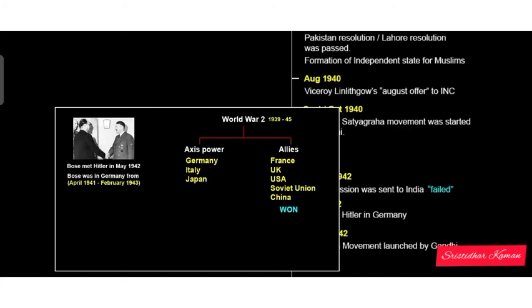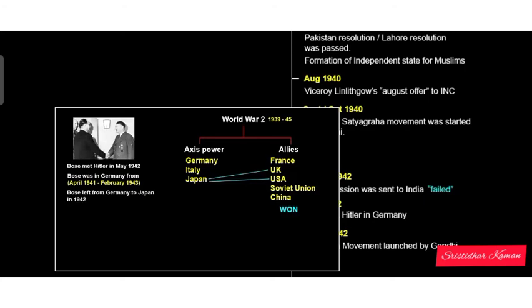When Bose arrived in Germany, he realized that Germany was busy forming fighting strategies against the Soviet Union. When Japan declared war against Great Britain and the US on December 7, 1941, the Japanese army was advancing towards the Indian frontier from the northeastern side, basically from the Burma side.